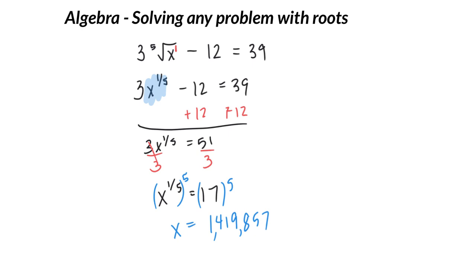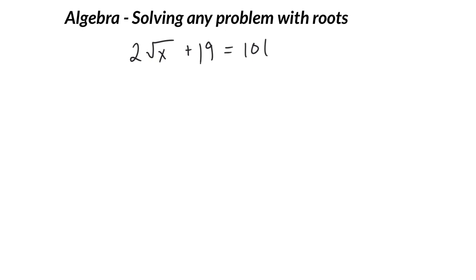Okay? So this is the way we can deal with crazy roots. Start by rewriting it with an exponent. Then isolate down to just that, and then raise to the reciprocal power. Let's do one more. All right, 2 times the square root of x to the 5th plus 19.